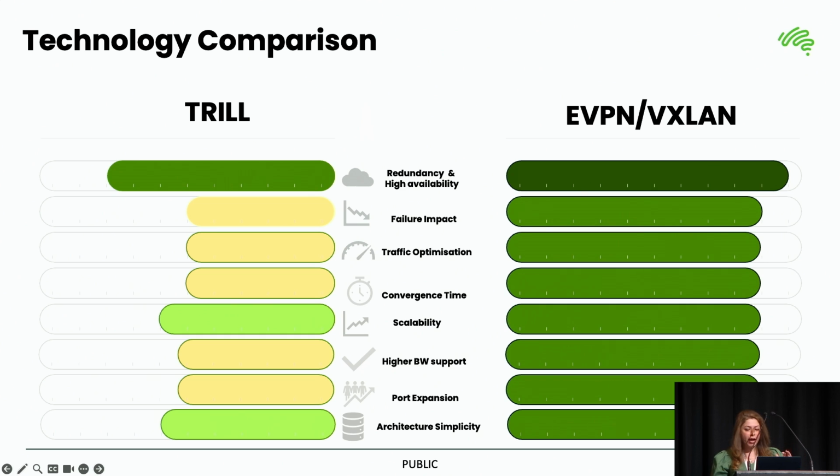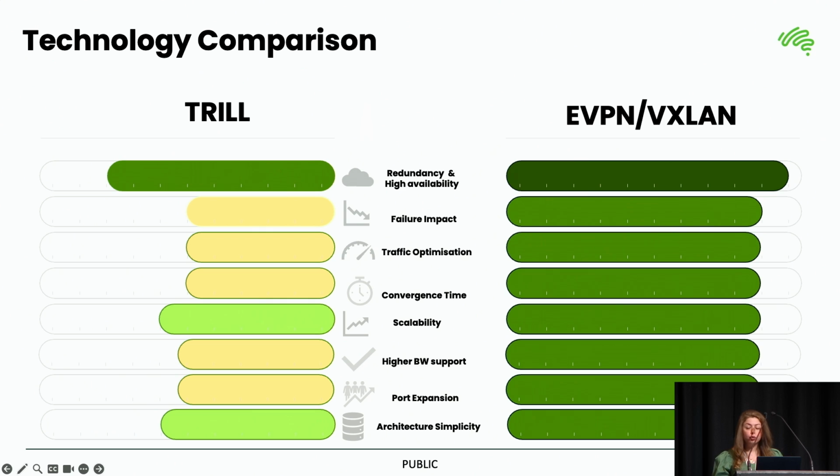Trill improves traffic handling with multiple active paths, but EVPN-VXLAN offers greater efficiency with layer 3 overlays and BGP for optimized route selection and traffic distribution. Both solutions are scalable because they are using a Clos architecture. Both optimize bandwidth, but EVPN-VXLAN handles layer 2 and layer 3 traffic more efficiently.